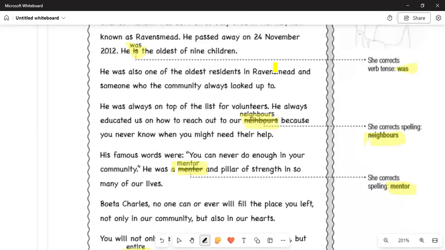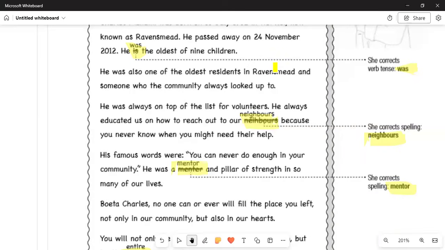And then paragraph number 2, he was also one of the oldest residents in Ravensmet and someone who the community always looked up to. He was always on top of the list for volunteers. He always educated us on how to reach out our neighbors because you never know when you might need help. So what is correct here? Neighbors is replaced with neighbors.